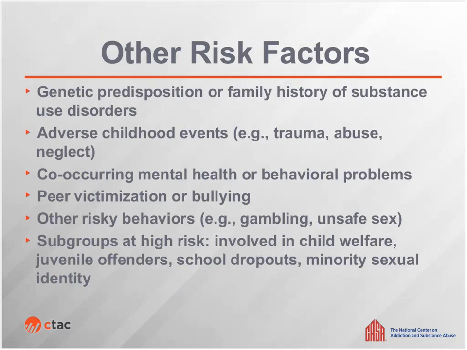Adverse childhood events such as trauma, abuse, and neglect, or even stress, especially in younger children, or if it spans over a long period of time from early childhood through adolescence. Having a co-occurring mental health or behavior problem is a high risk for a substance use disorder, as are peer victimization or bullying, and any other risky behavior. And some groups and populations are more at risk than others, such as anyone involved in child welfare, juvenile justice, having dropped out of school, or having a minority sexual identity.